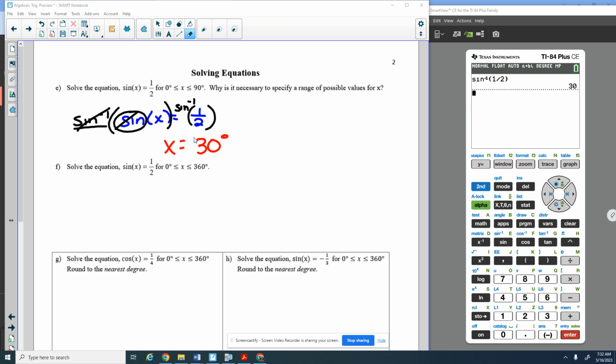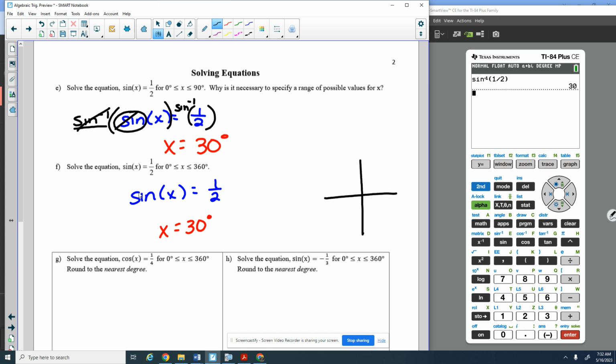So in the next one, now we're going to solve for sine of x equals 1/2 for 0 to 360. So we kind of start the problem the same way. I'm going to write that down. So we do our sine inverse, and we're still going to get x equals 30. But then we want to think about ASTC. When we think about sine being a positive number, because it's positive 1/2, that means I have an answer in the first and second quadrant where sine is positive.